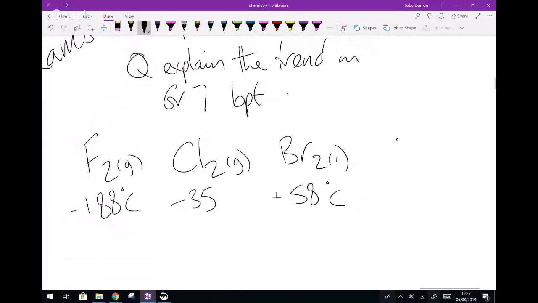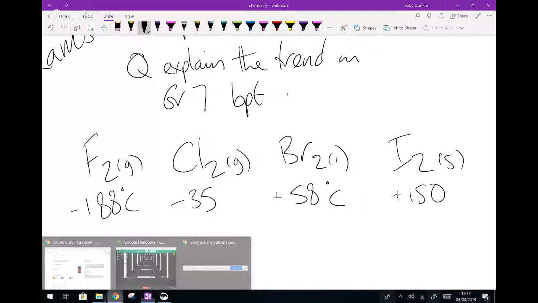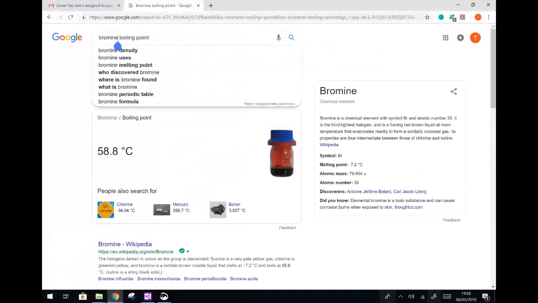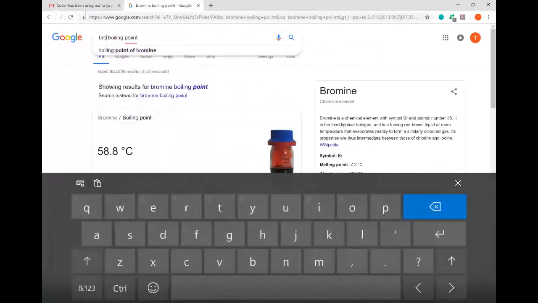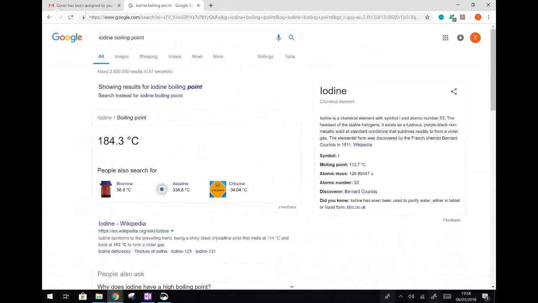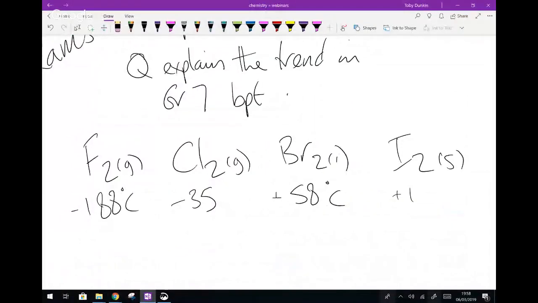Next, right, iodine. Iodine is now a solid at room temperature. I'm going to say it's got a melting point of about 150. Oh, no. This is the problem. I don't know my melting points. It's madness, really. 150 for iodine. It's so going to be more. 184. I wasn't far off. I'm happy with that. 184 degrees Celsius.